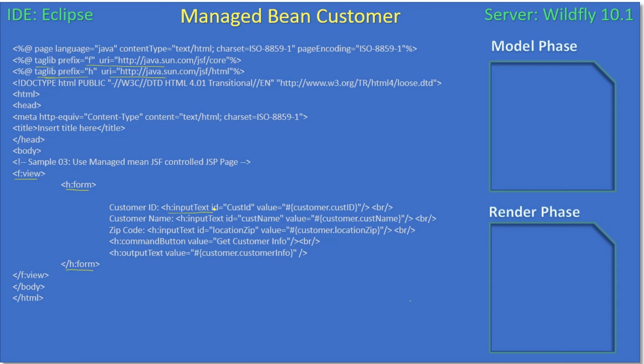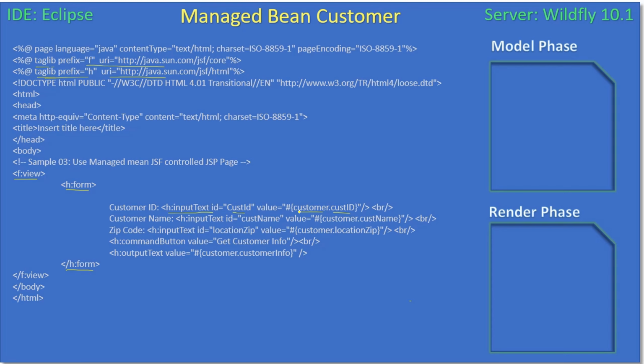Here for input text ID, we are giving it as a cust ID. Then here if you see, we are using our bean directly, customer.customer ID. So that means some configuration is required, and how we configure the bean so that JSF will understand the existence of the bean, we will see when we go to the demo.